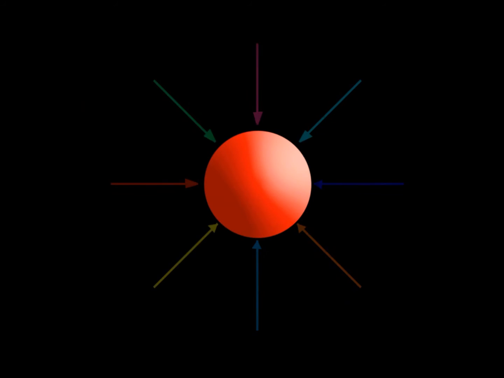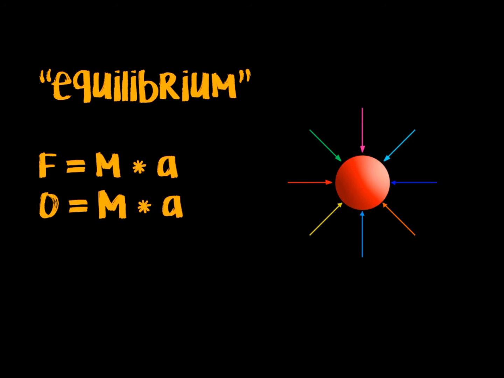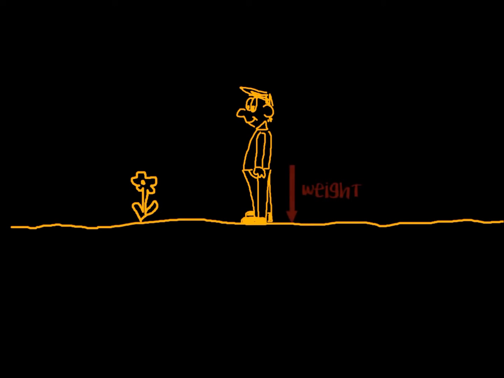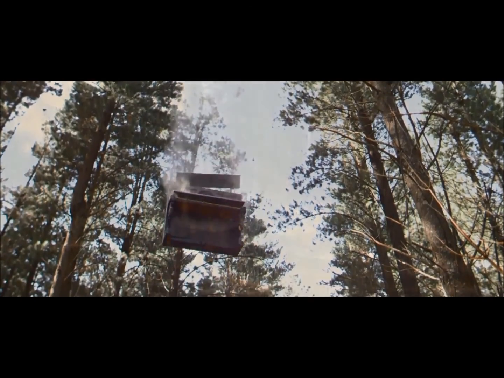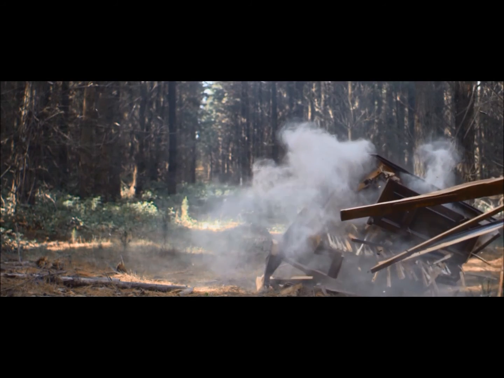Sometimes all forces add up to zero. That means the net force is zero, and thus the acceleration is also zero. That's what we call equilibrium. Here is an example. When you stand still on the ground, your weight and the so-called normal force of the ground pushing against you cancel each other out. You feel no acceleration. Here is another little experiment that shows that sometimes an equilibrium can arise all of a sudden and very violently.